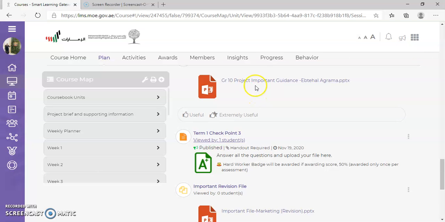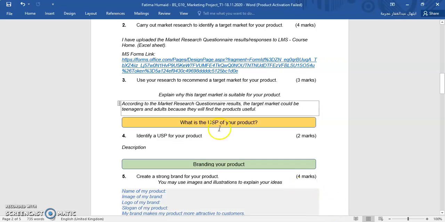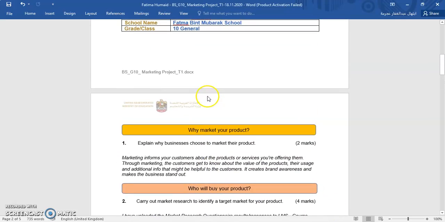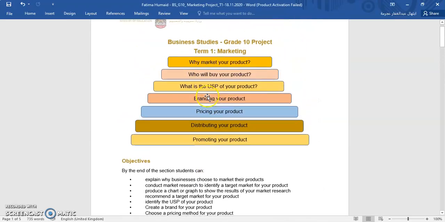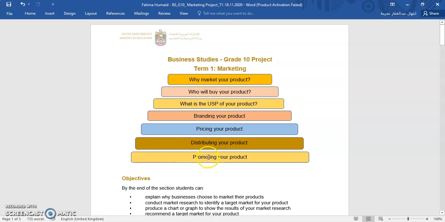The students should also take a look at the Grade 10 project important guidance file that I have uploaded to them in order to help them answer the project questions easily. So now let's view the questions of the project in the Word document that students have to complete. First of all, this is the project document.